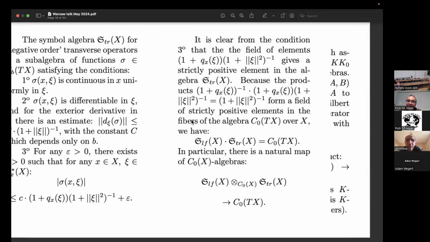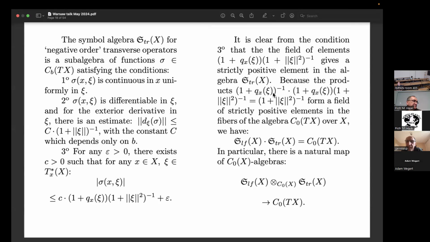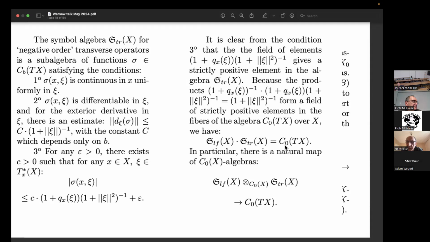Okay, so from condition 3 and the previous condition on the strictly positive element for orbital algebra, we can see that this element is strictly positive for orbital operators, and the other element is strictly positive for transverse. It means that the product, since it belongs to C0 of Tx, is a strictly positive element in C0 of Tx. It means that the product of both algebras are subalgebras of bounded functions on Tx. So the product is actually equal to C0 of Tx.